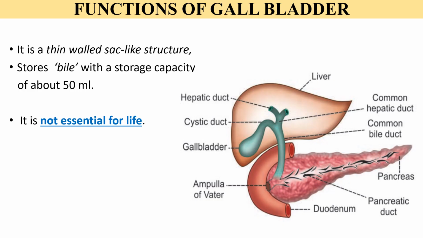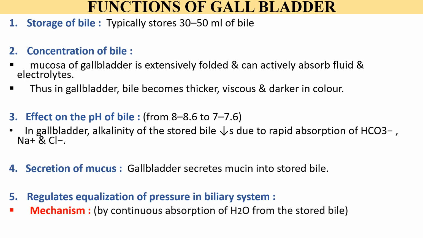Now come to the next topic, gallbladder and its functions. As you already know, the gallbladder is a thin-walled sac-like structure that stores the bile produced by the liver. Gallbladder can store about 50 ml of bile and it is non-essential for life. That is, one can go for the removal of the gallbladder and still can easily digest and absorb fats after the removal. Let us see the functions of the gallbladder in the human body.